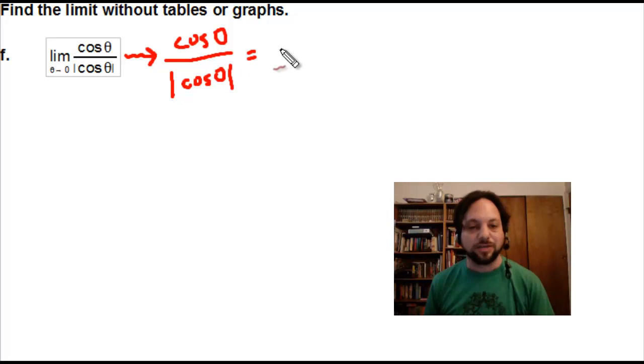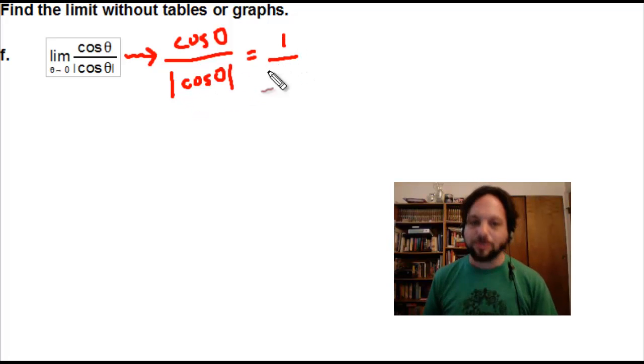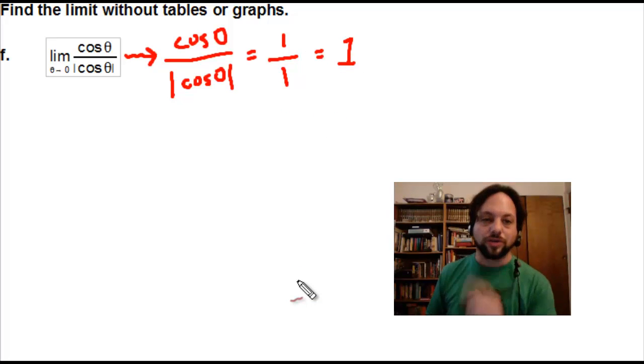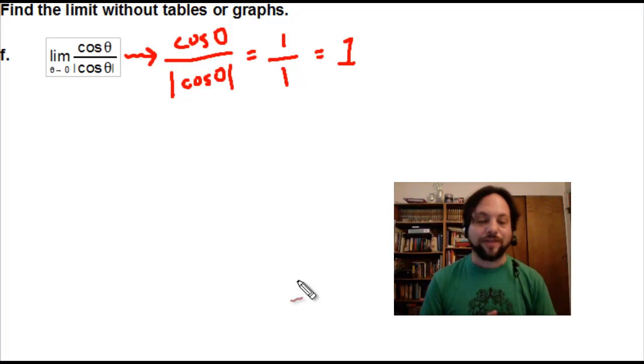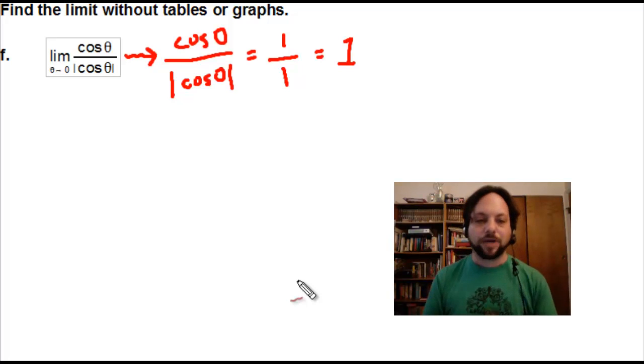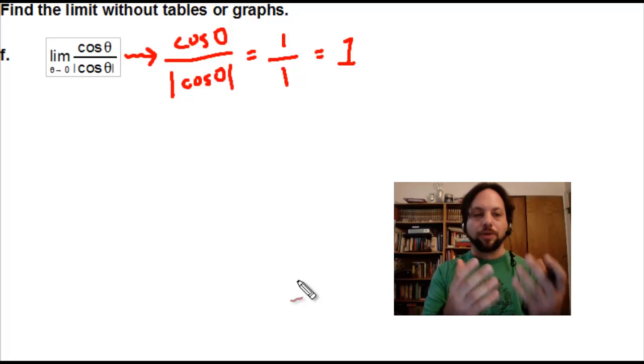Well, cosine of 0 is simply 1. The absolute value of cosine 0 is also just 1. And so this is actually a very easy limit to have done using direct substitution. Go ahead and try graphing this. See what the graph looks like. It's very interesting. It's steps of sorts, maybe. You'll see when you look at it. But clearly, when theta approaches 0, the function approaches 1.